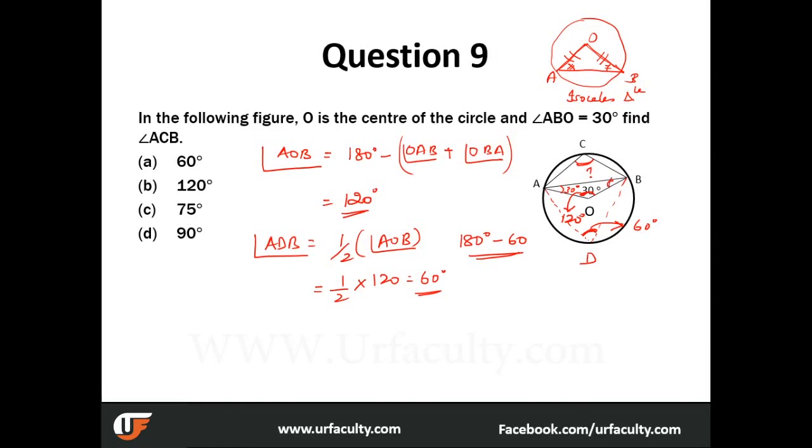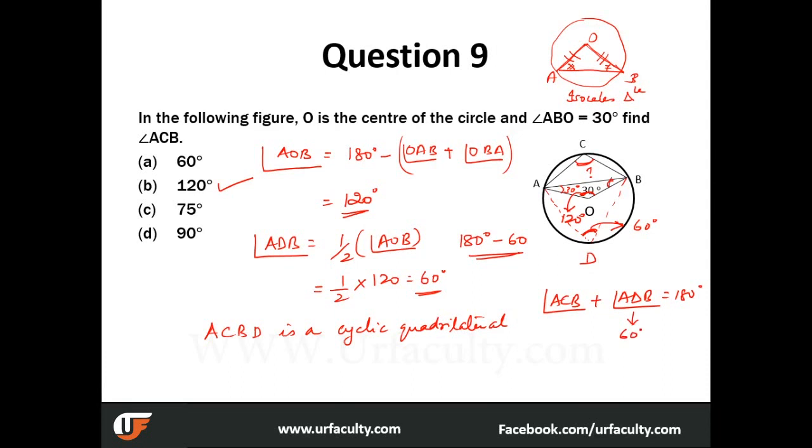So now you see that ACBD is a cyclic quadrilateral. If it is a cyclic quadrilateral, the sum of the opposite angles is 180 degrees. So we know that angle ACB plus angle ADB equals 180 degrees, and angle ADB is 60. So angle ACB is equal to 180 minus 60, which is 120 degrees. So that's the answer for you.